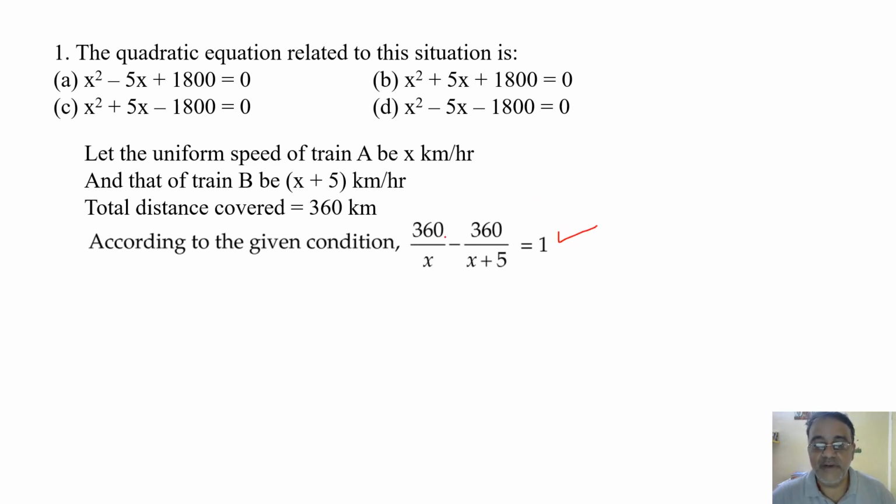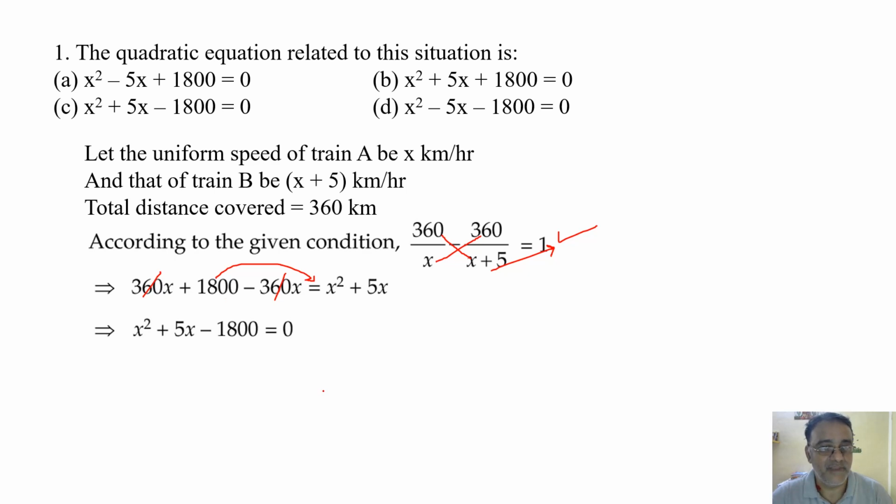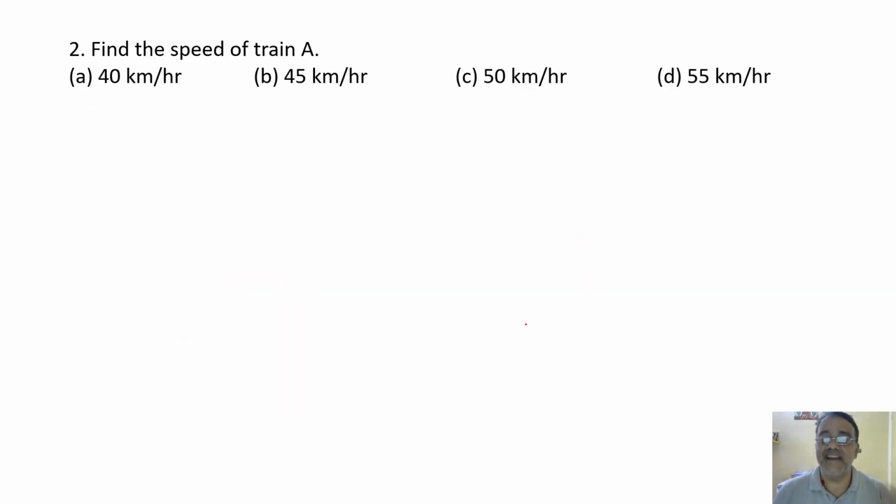Okay. So now we'll take the LCM. 360x plus 1800 minus 360x upon this. So we can shift in the next step directly. This step is clear? Yes, sir. 360x will be cancelled and we are getting x square plus 5x minus 1800 is equals to 0. And the correct option is option C. Option C. Right.